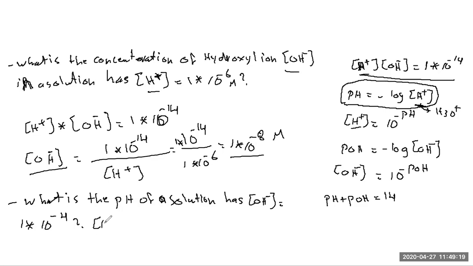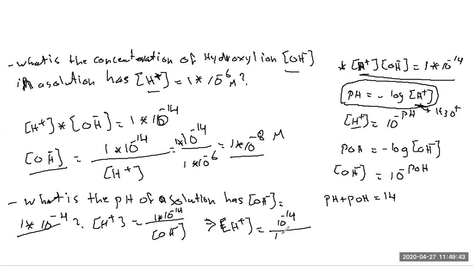So here H positive will equal what? Equal 1 times 10 to negative 14 divided by the concentration of OH negative. We are using this equation, guys. So here the H positive will be 10 to negative 14 divided by OH negative, here 10 to negative 4. That will give us 10 to negative 10.